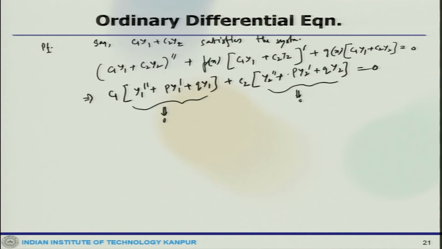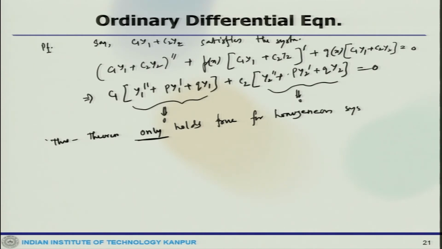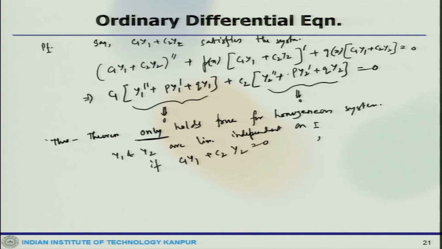So, this theorem only holds true for homogeneous systems. Now, these two functions y1 and y2 defined on an open interval I are called linearly independent. So, y1 and y2 are linearly independent on I if C1 y1 plus C2 y2 equals 0 everywhere on I if and only if C1 equals 0 and C2 equals 0.